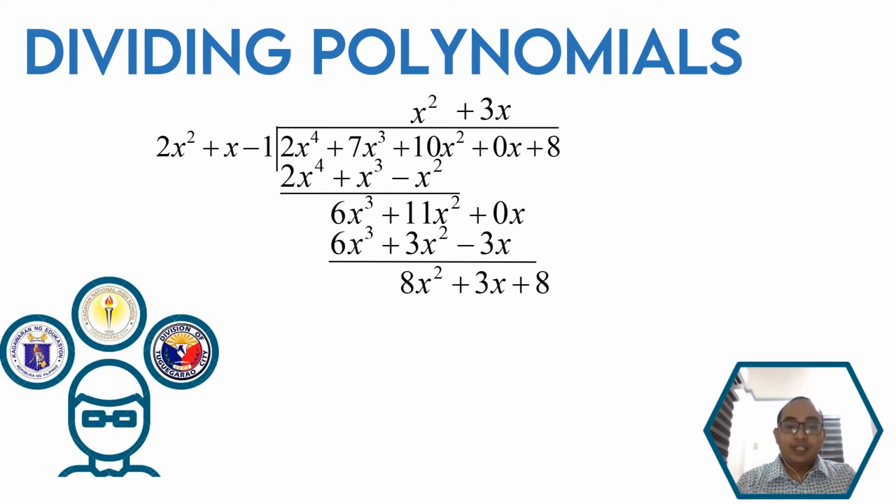And then we divide again 8x squared by 2x squared. So that gives me positive 4. And 4 times 2x squared will give me 8x squared. 4 times x will give me 4x. And 4 times negative 1 will give me negative 4. We subtract.